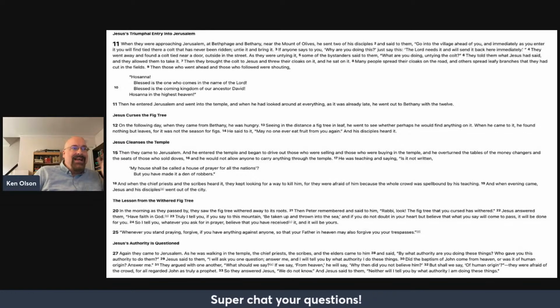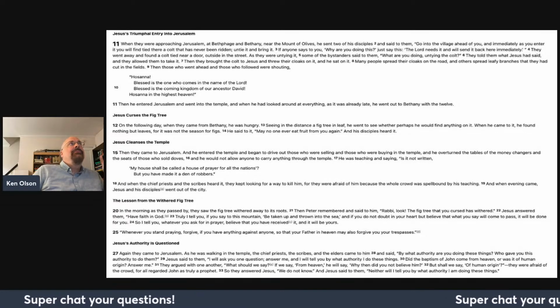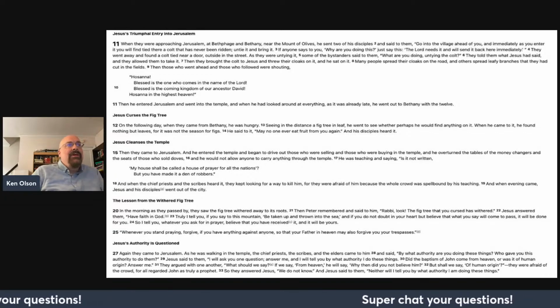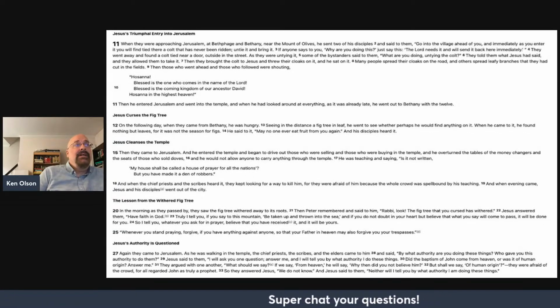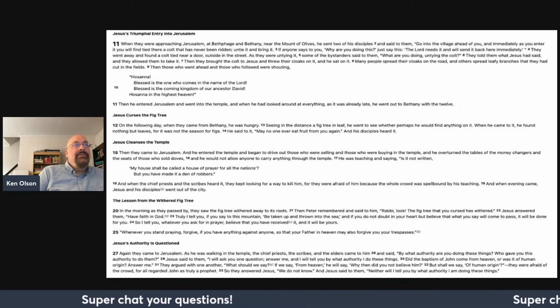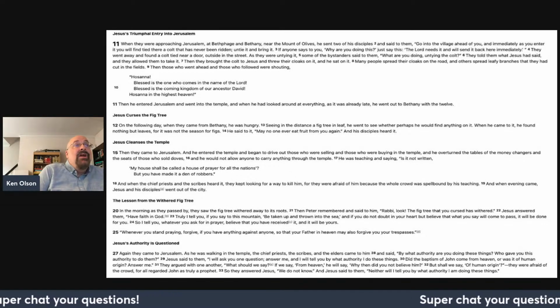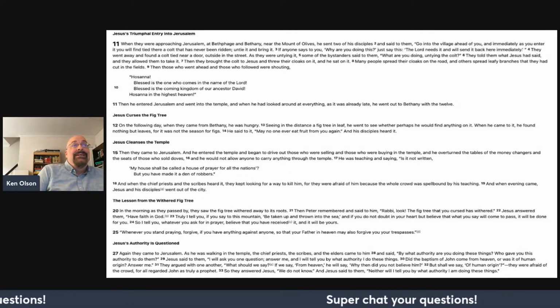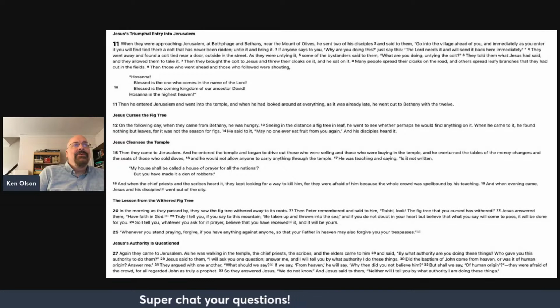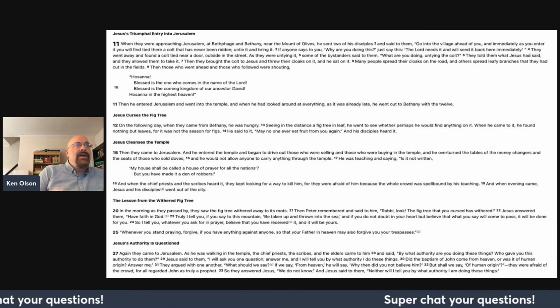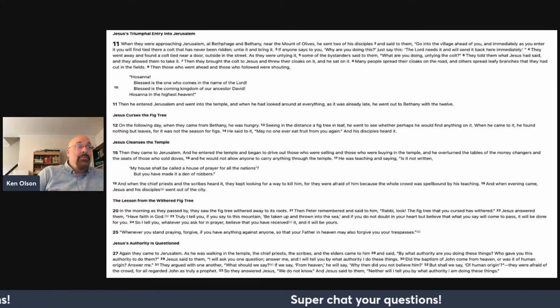As Jesus is headed back to the temple, he stops, and he sees there's a fig tree there. And he goes to see if there's any fruit on it, and the fig tree has not borne fruit. And he curses the fig tree. He says, may no one ever eat from you again. And his disciples heard it. Then he goes into the temple, and we have the passage called the cleansing of the temple.